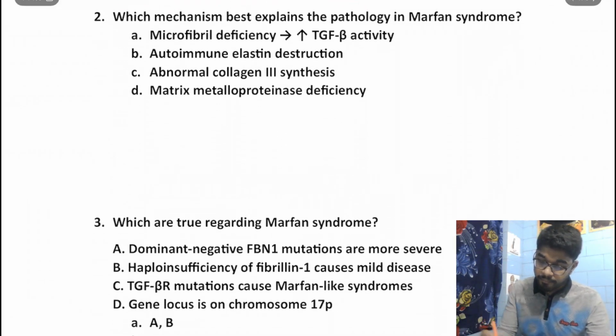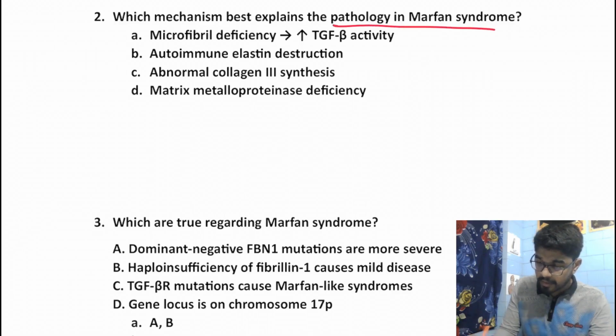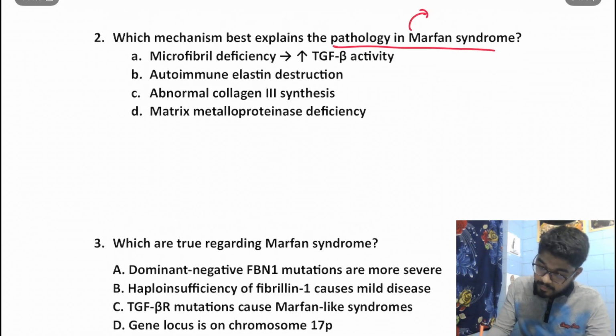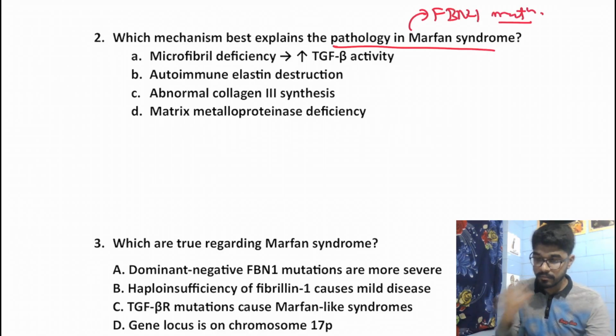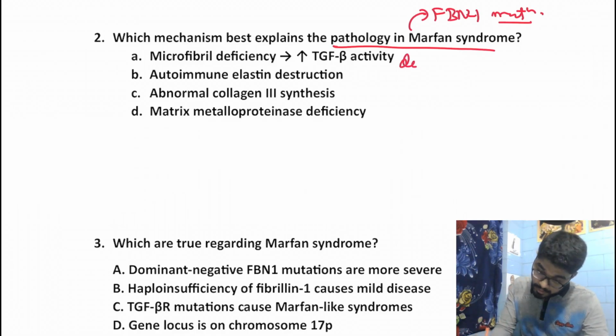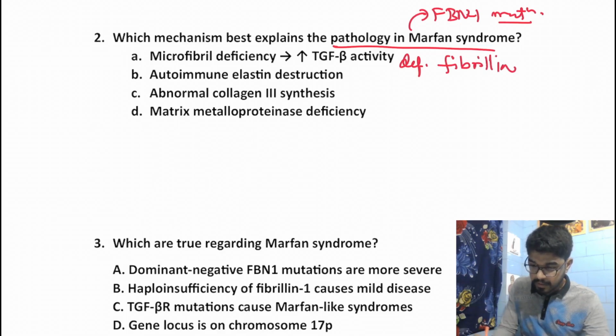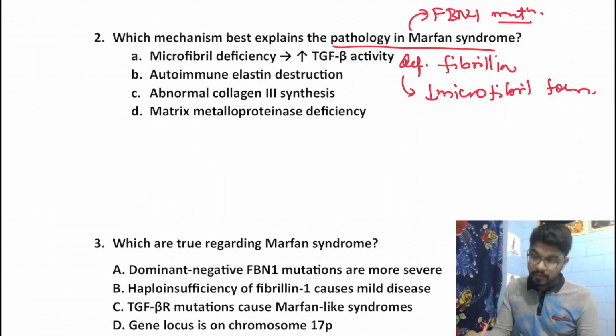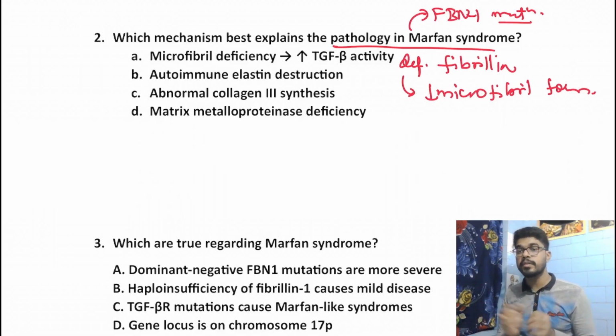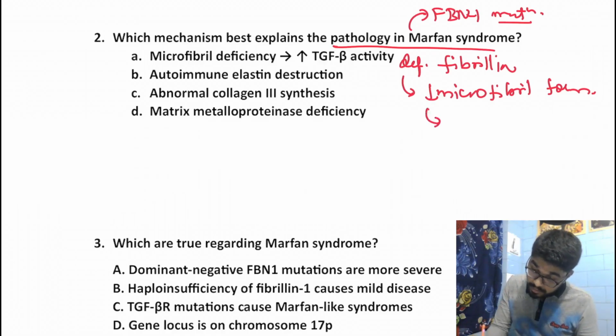Which mechanism best explains the pathology of Marfan syndrome? Now remember in Marfan syndrome that there is FBN1 gene mutation, as a result of which there will be a defective fibrillin formation. This defective fibrillin leads to decreased microfibril formation. Microfibril is responsible for sequestration of TGF beta. Now this decreased microfibril will result in decreased sequestration of TGF beta.